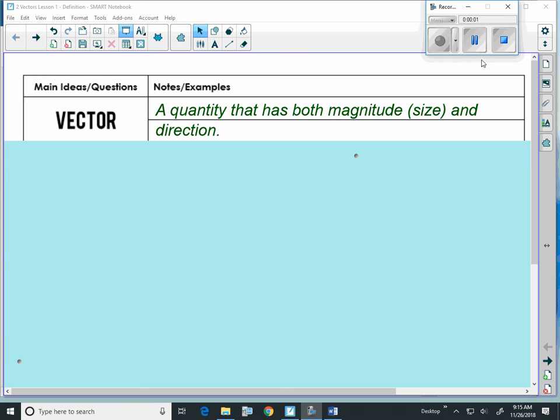The definition of a vector is a quantity that has both a magnitude, or a size, okay? Magnitude and size are good, but we kind of refer to it more as distance, kind of like the length of it. And it also has a direction, okay? We're going to learn about direction later, but today we're going to talk about the magnitude a lot. We're really going to talk about that magnitude, or the size, of vectors.